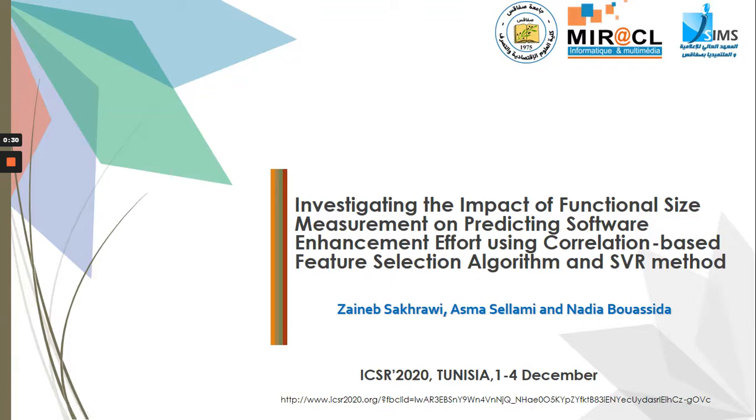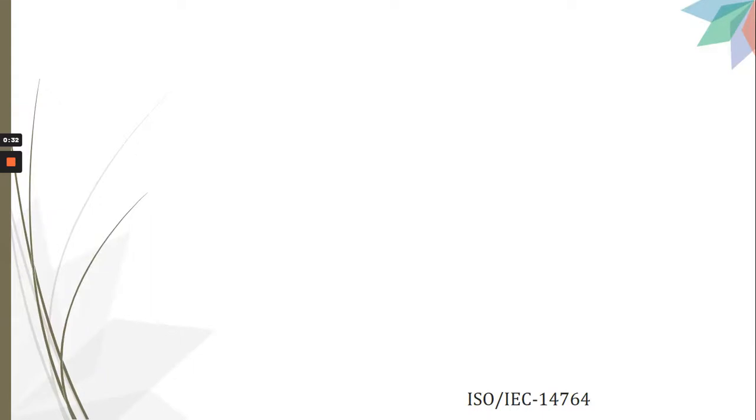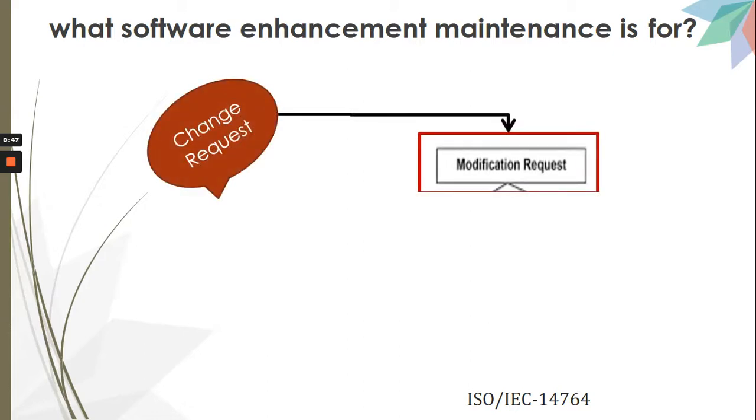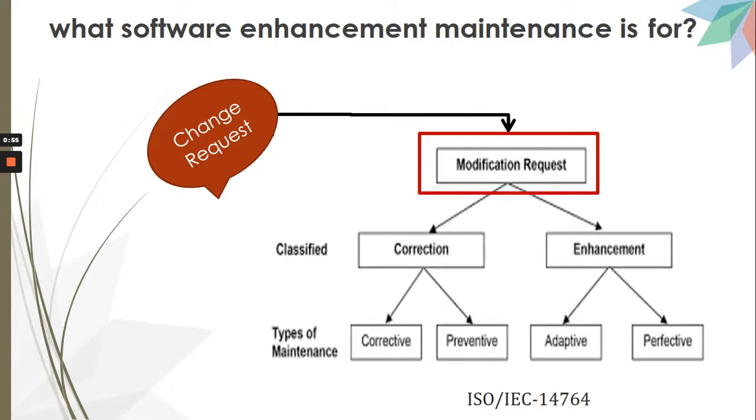So let's start with the context. First, let's be clear about what software enhancement maintenance is. One of the most challenging problems in managing software projects is how to obtain an accurate estimate when requirements are likely to change. Change requests or modification requests, as represented by the ISO, are classified into two types: correction software maintenance and enhancement software maintenance.